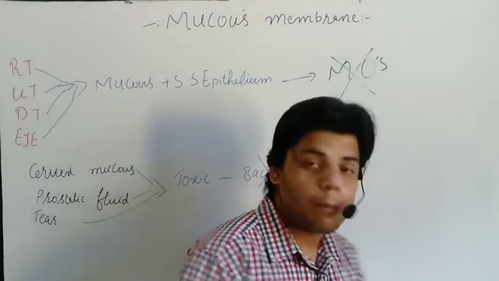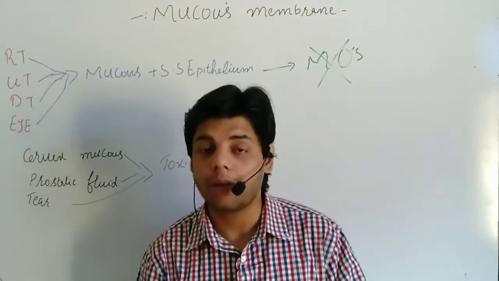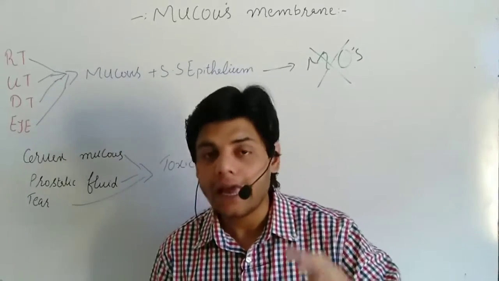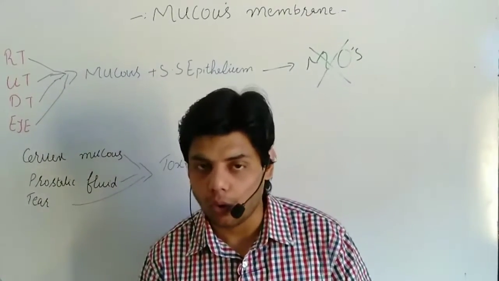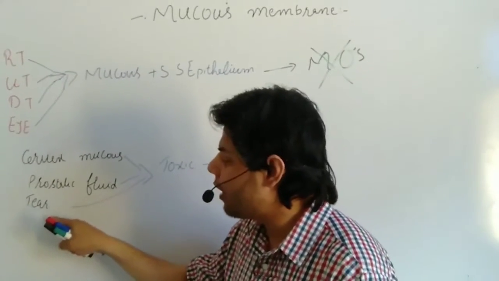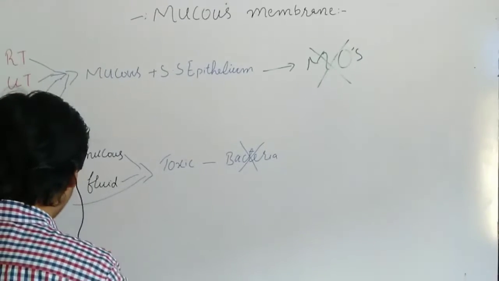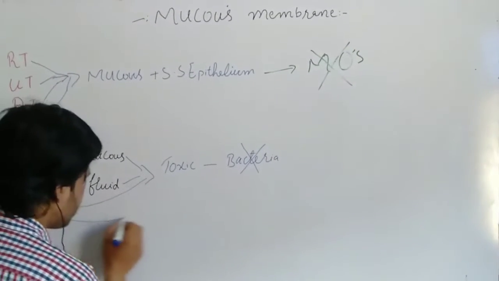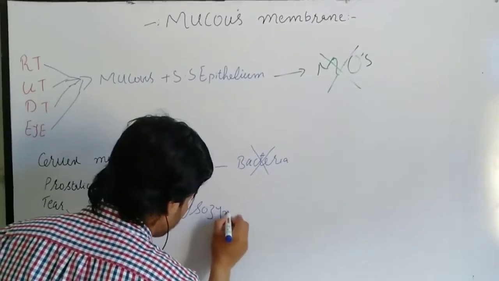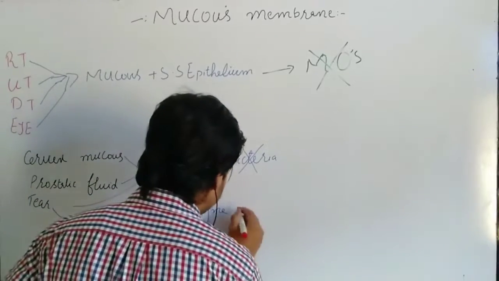Moreover, among them there is lysozyme, which contains an enzyme we call muramidase. This enzyme plays an important role and is specially present in the tear. So let me write. This tear contains lysozyme. Now this lysozyme contains the muramidase enzyme. So let me write.